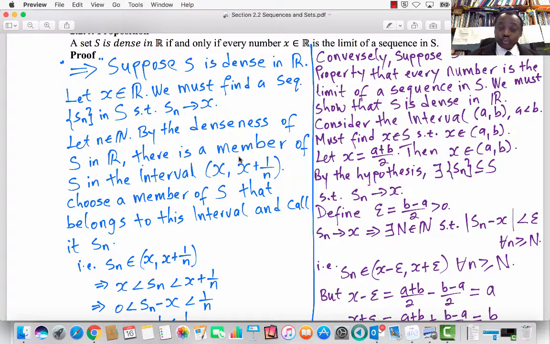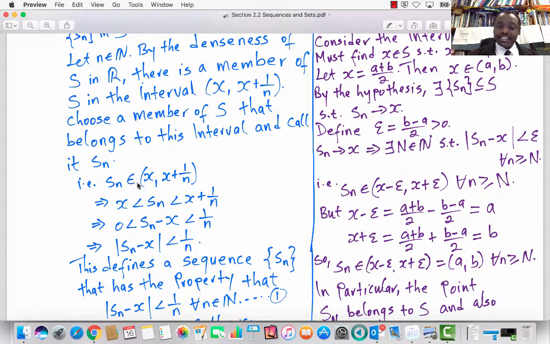Again, it doesn't matter how small this interval is, because S is dense in R, I can always find an element in S that sits in this interval. So let's call that element s_n, that is, s_n is in the open interval (x, x + 1/n). That simply means x is less than s_n, which is less than x + 1/n, and if I subtract x from all sides, I end up with 0 less than s_n minus x less than 1 over n.